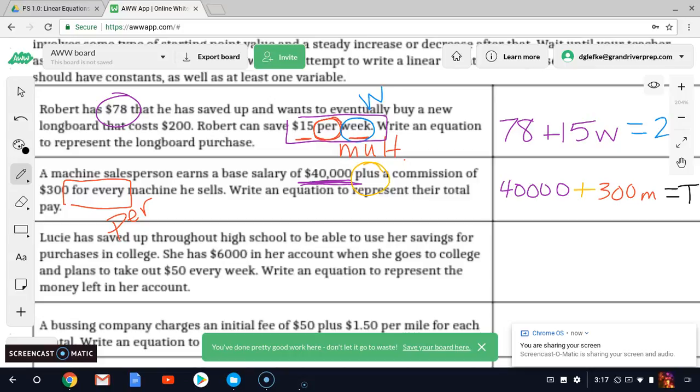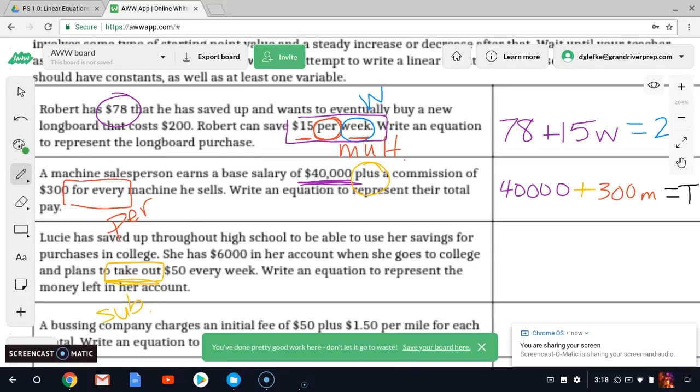The next one is Lucy has saved up throughout high school to be able to use her savings for purchases in college. She has $6,000 in her account when she goes to college and plans to take out $50 every week. Write an equation to represent the money left in her account. Okay. So one thing that I notice is that it says take out. Okay, she's taking out $50 every week, and taking out means that we are going to be subtracting. Okay, so we're subtracting this $50 every week.